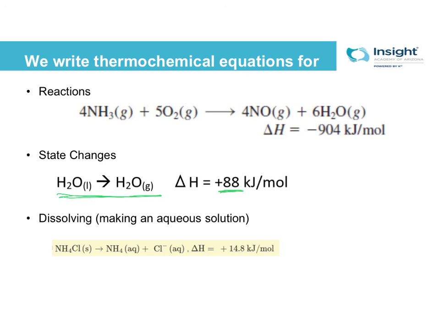You also can write thermochemical equations for the dissolving of a solid or making an aqueous solution. Alright, so here we have ammonium chloride that is being dissolved, added to water, stirred up, and when that happens, it'll split into its separate ions. There should be a plus sign there. And that happens to absorb 14.8 kilojoules per mole. Alright, so don't let this throw you off if you see something that doesn't quite look like a reaction. You can write thermochemical equations for state changes and dissolving, or anything that involves a change in enthalpy.